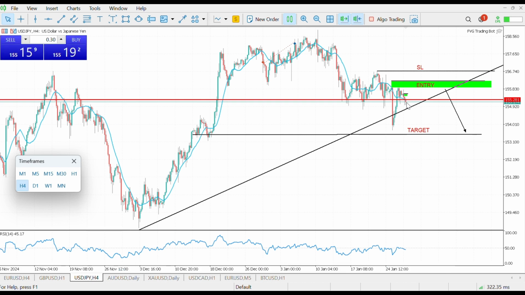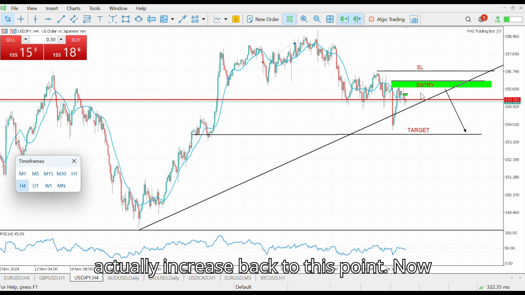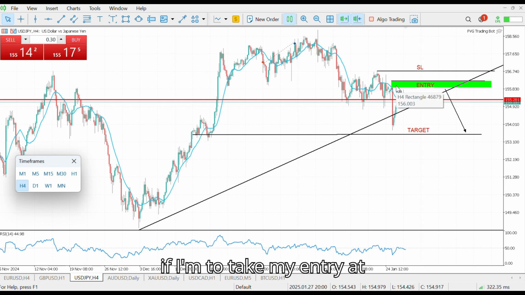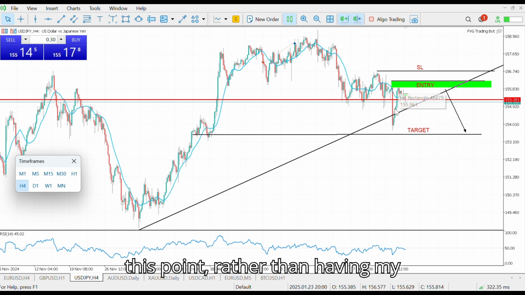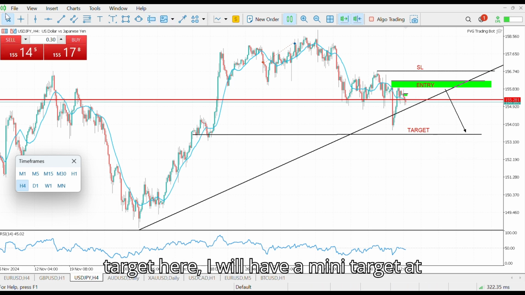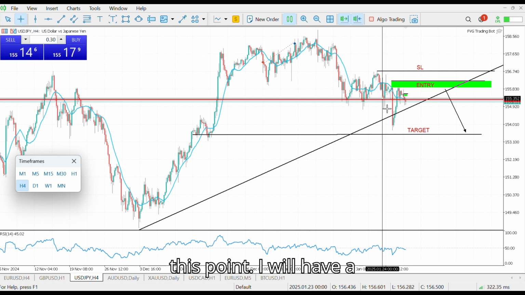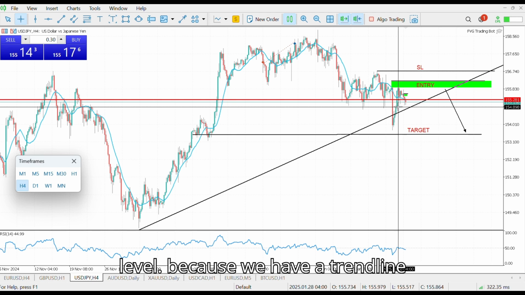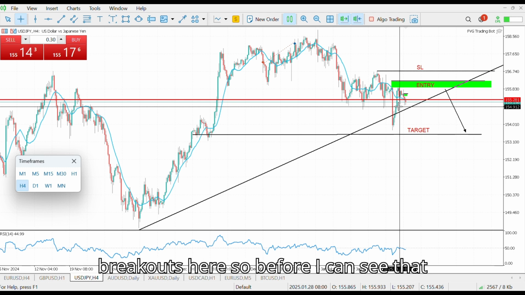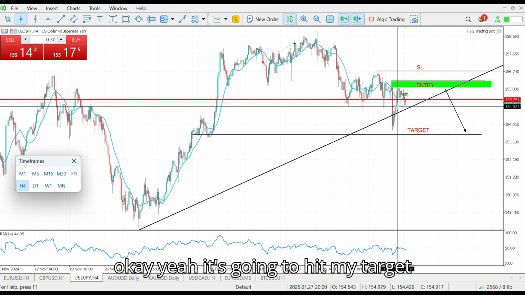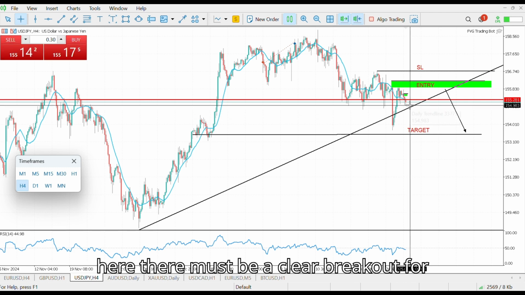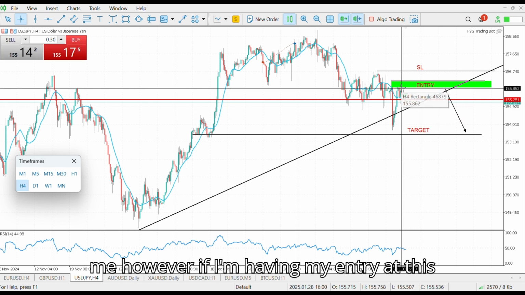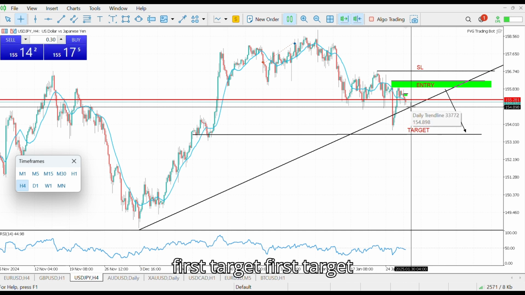However, it's likely that the price might actually retrace back to this point. Now, if I take my entry at this point, rather than having my target here, I will have a mini target at the support level, because we have a trend line, and there is no clear breakout here. Before I can say it's going to hit my target here, there must be a clear breakout.